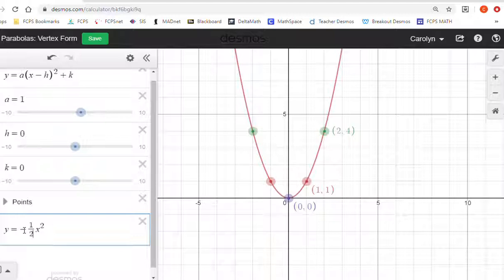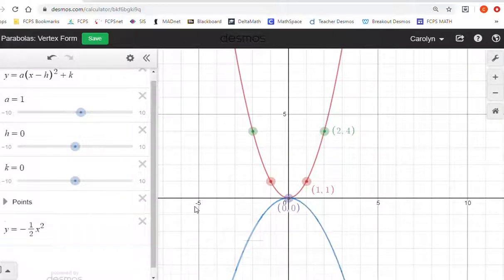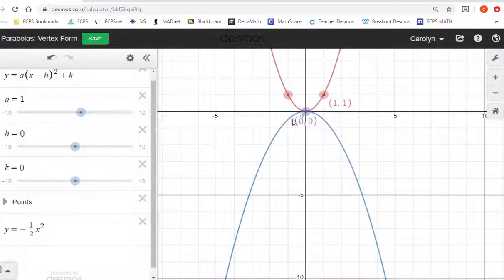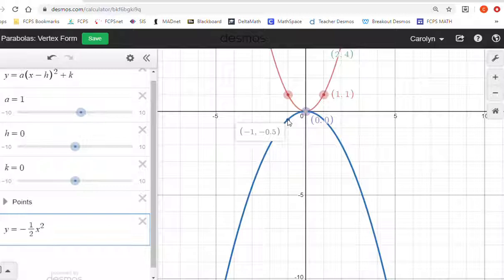Okay, nice. All right, let's look at what we get. Minus 1/2 x squared. Opening down like a frown. Concave down like a frown. Okay, let's scooch this up so we can see it. Okay, right here. -1, -1/2. Okay, 2, -2.